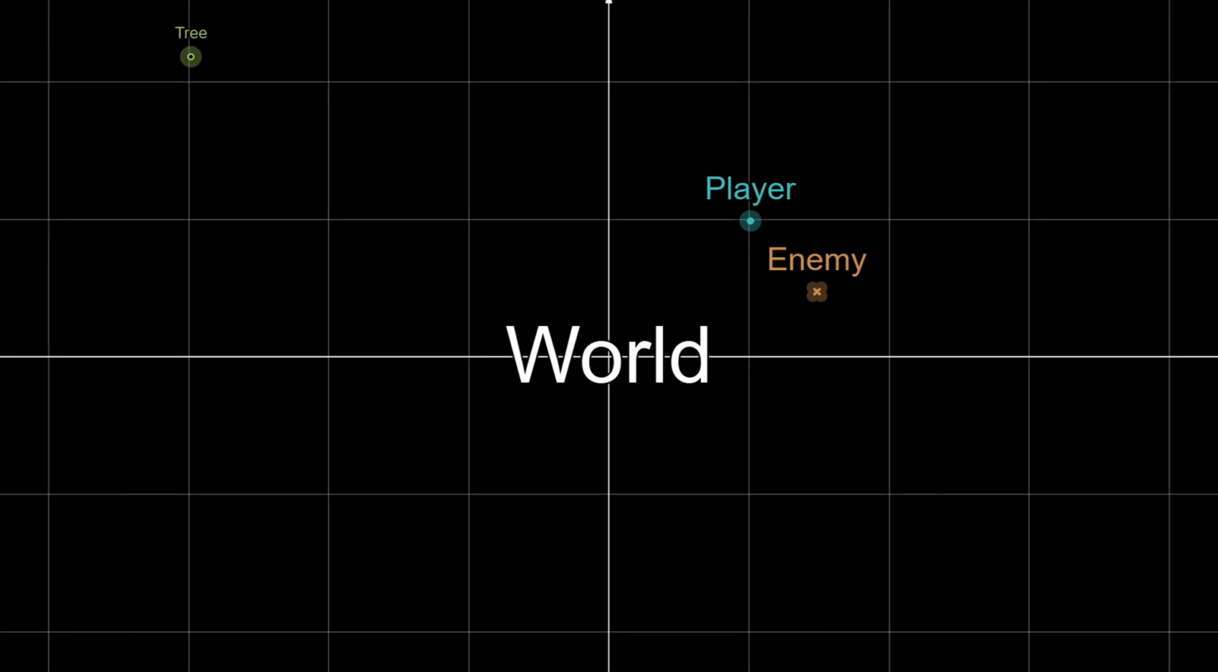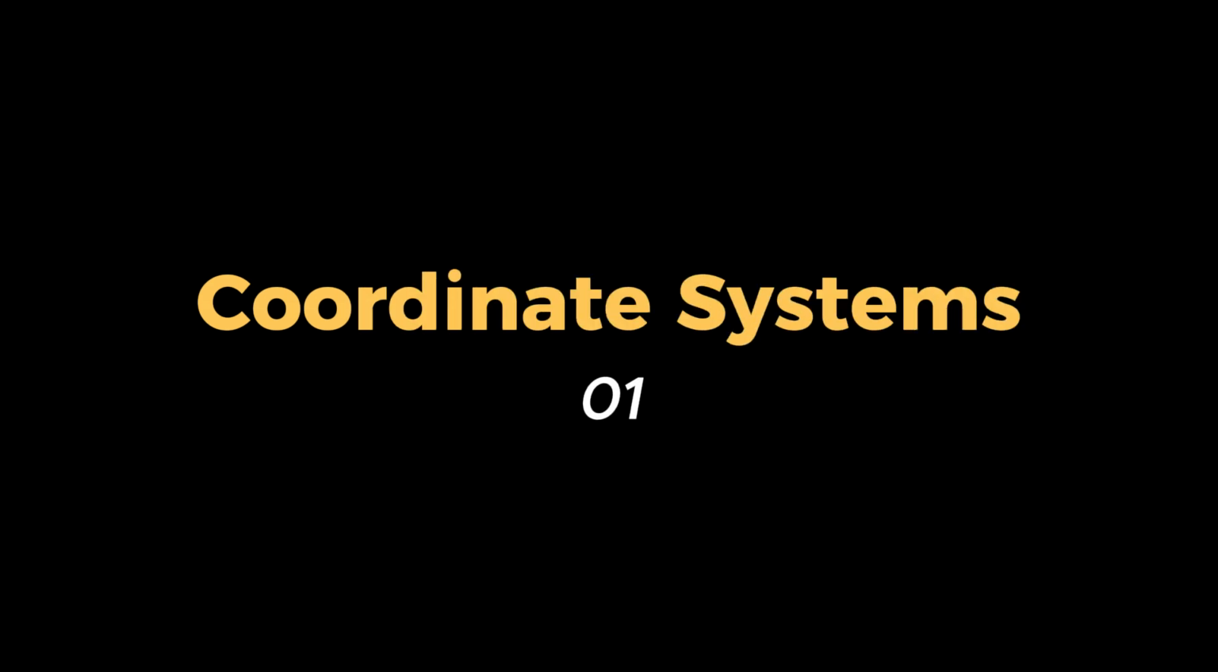In almost every game you'll make, there will be a world in which your player, enemies, and that tree over there will all be part of, as they won't exist in a void. And it will be useful for many cases to know where each of these entities are located in this world and how they are located relative to each other. In other words, it will be useful to know what the world coordinates are. And that's what coordinate systems allow us to do.